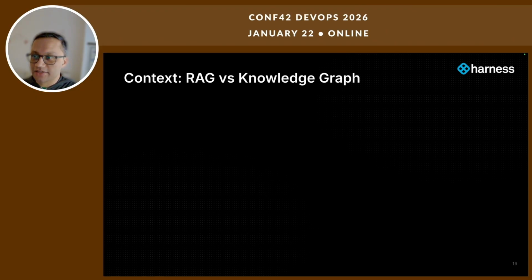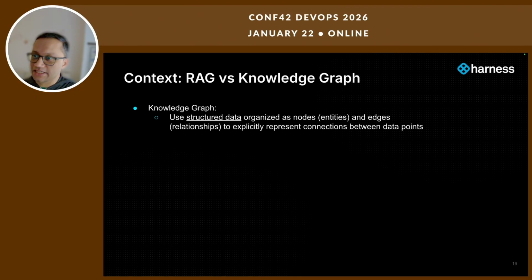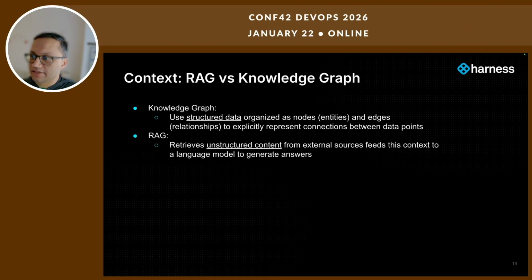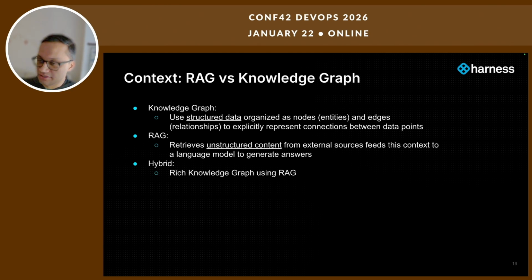First of all, let's get into what a RAG and a knowledge graph is. So knowledge graph is basically structured data that is organized as nodes and the relationships between those nodes. We'll look at an example a bit later. RAG essentially is unstructured data from external sources. So if you have playbooks in Google Docs or Word, that would be a good example of unstructured content. And then the hybrid approach is making these knowledge graphs rich using RAG as an input to these knowledge graphs.